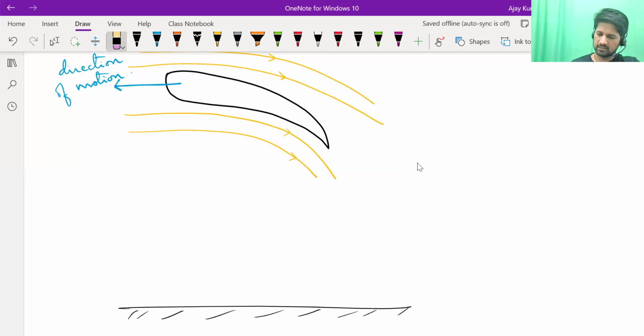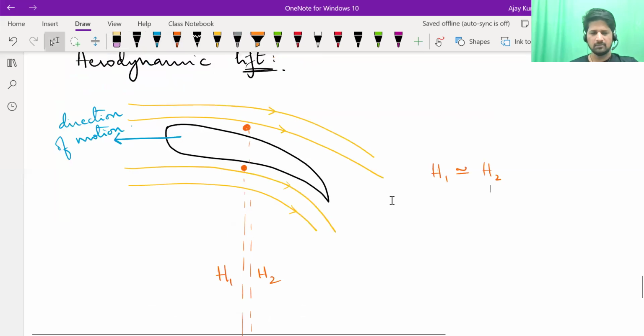So indirectly, what I'm saying is, the point just below the wing, let's say its height from the ground is capital H1, and the point just above the wing, let's say its height from the ground is capital H2. These two are almost equal. Now tell me, when the aircraft is moving to the left, on which side of the wing, upper side or lower side, will the pressure be higher? Or on which side is it relatively easy for air molecules to flow? Upper side or lower side?